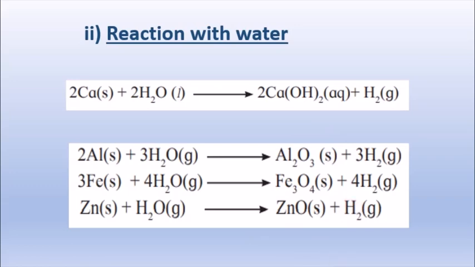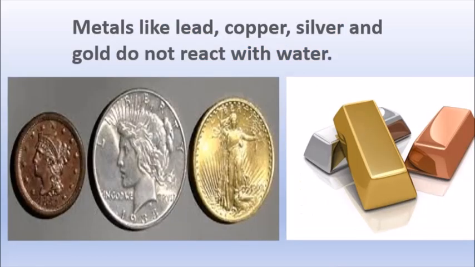So from all this we can conclude that whenever any type of metal comes in contact with water, hydrogen gas is released. It can be cold water, hot water, or even steam. But there are a few metals like lead, copper, silver, and gold which do not react with water, and that is why they are used for making coins, ornaments and jewelry.